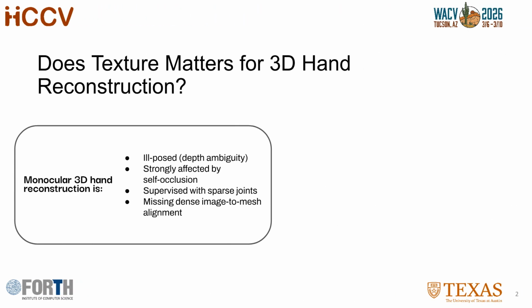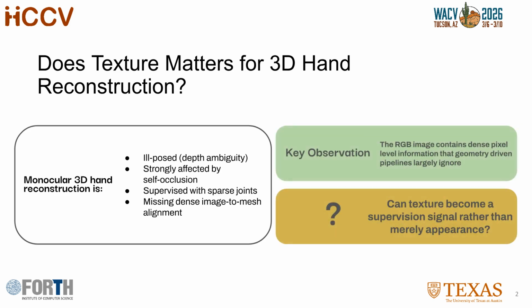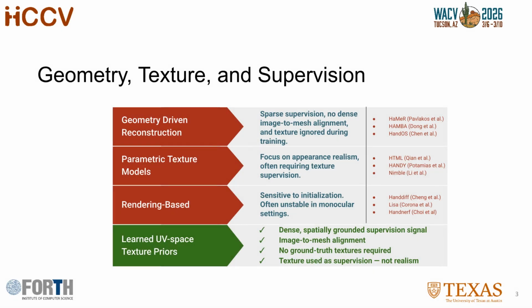Texture in 3D hand reconstruction is usually treated as a post-processing component. Yet monocular reconstruction is inherently ill-posed, requiring depth and articulation to be inferred from partial, often occluded observations. State-of-the-art methods remain largely geometry-driven, underutilizing the dense photometric signal in the RGB image. This motivates a key question: can texture be elevated from appearance to a dense, spatially grounded supervisory signal for improving geometric reconstruction? Current monocular 3D hand reconstruction relies mostly on geometry, regressing MANO parameters through sparse losses.